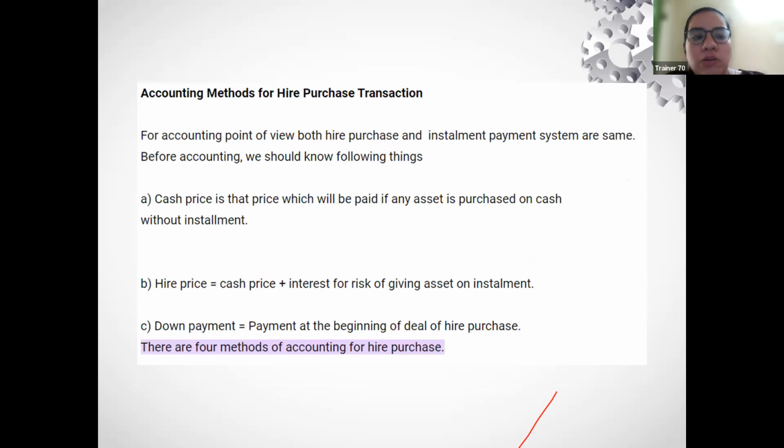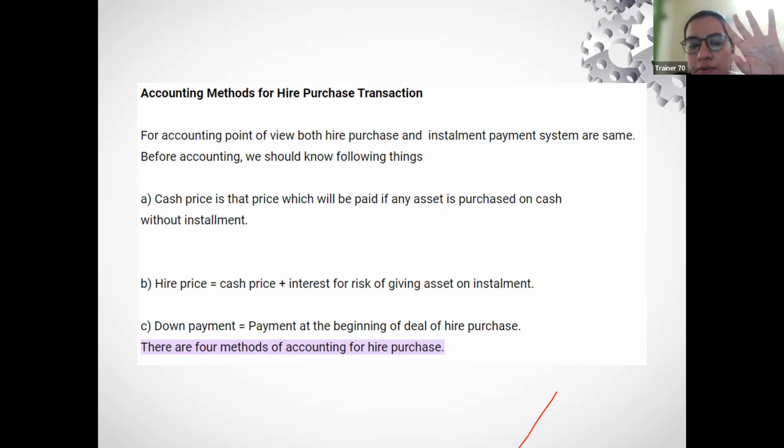Now, talking about the accounting method for hire purchase transactions. How many methods of accounting are there when you talk about hire purchase transactions? So there are 4 methods. The first one is known as cash price. Okay, 4 methods are there, which we are going to see now.